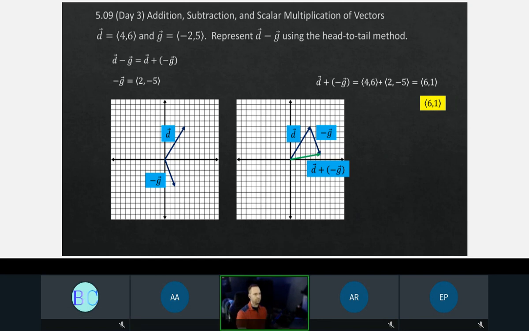Question. Yeah. So to clarify, you put this over here, basically. Just moved it up. That is the head to tail method, yes. Okay. Yep.